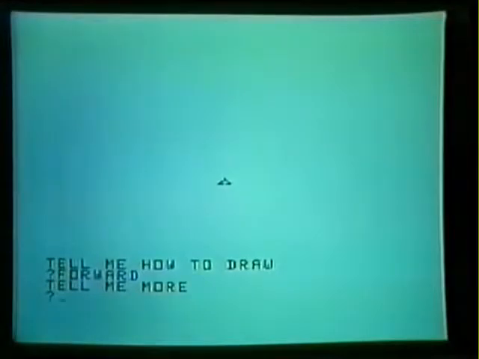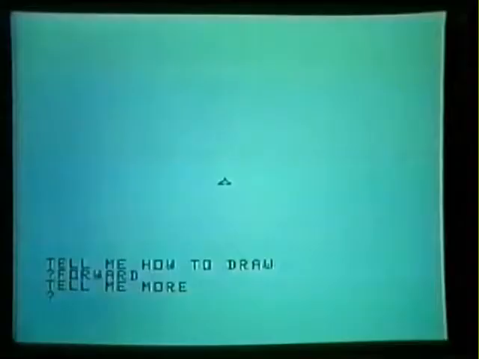Now, wait a minute. It didn't move at all. What more should I tell it? You didn't tell it how far to move. This time, tell it to go forward 30 units. Forward 30. Oh, it did it, right.